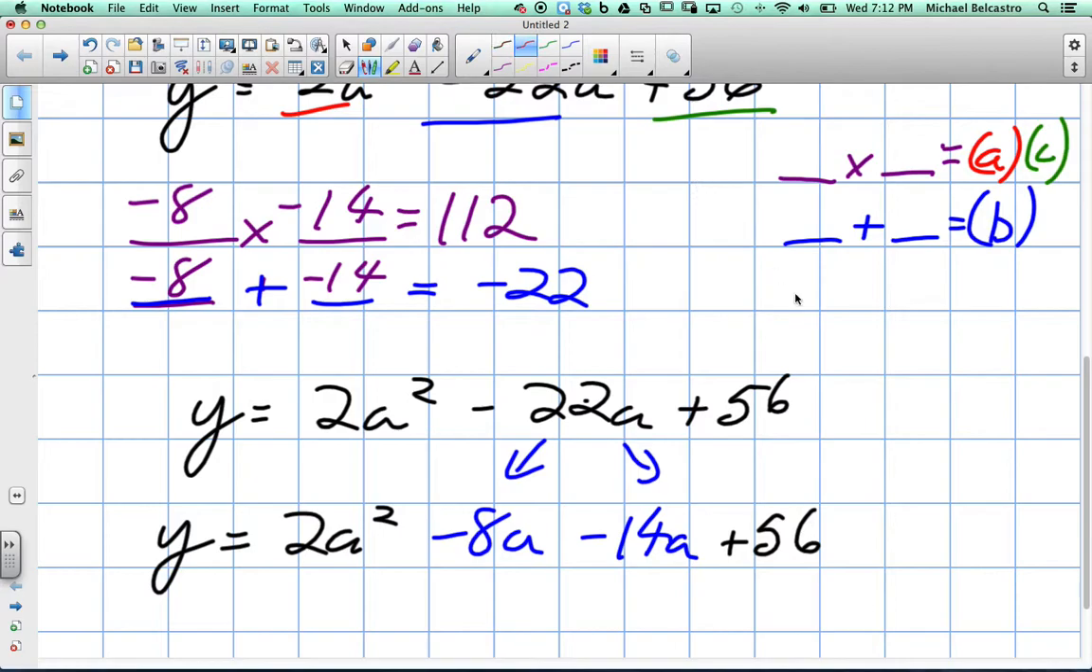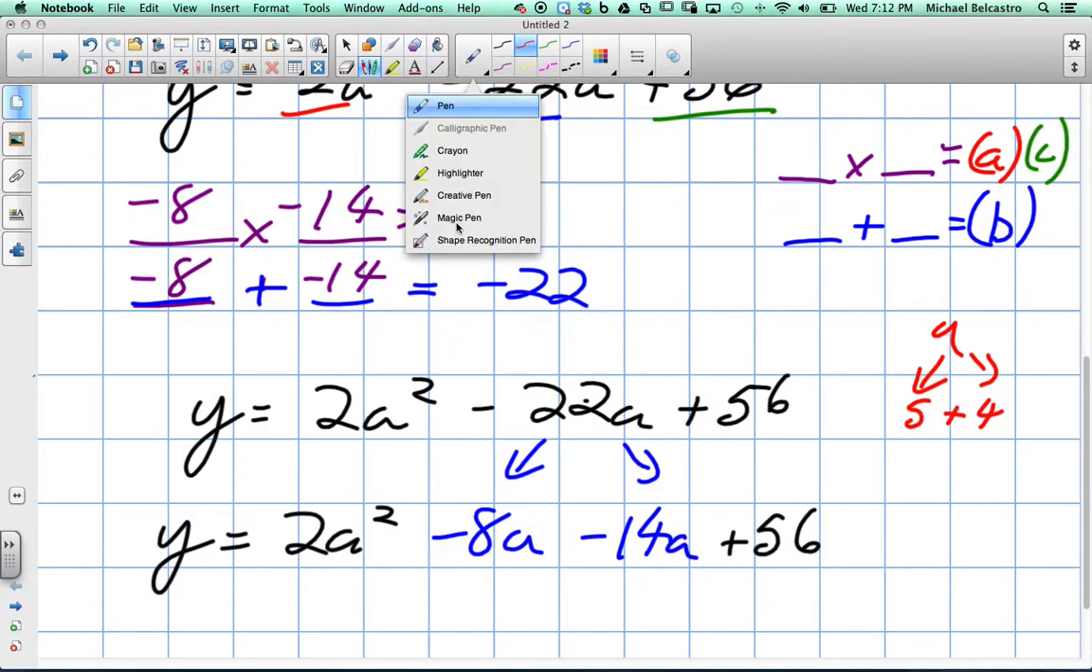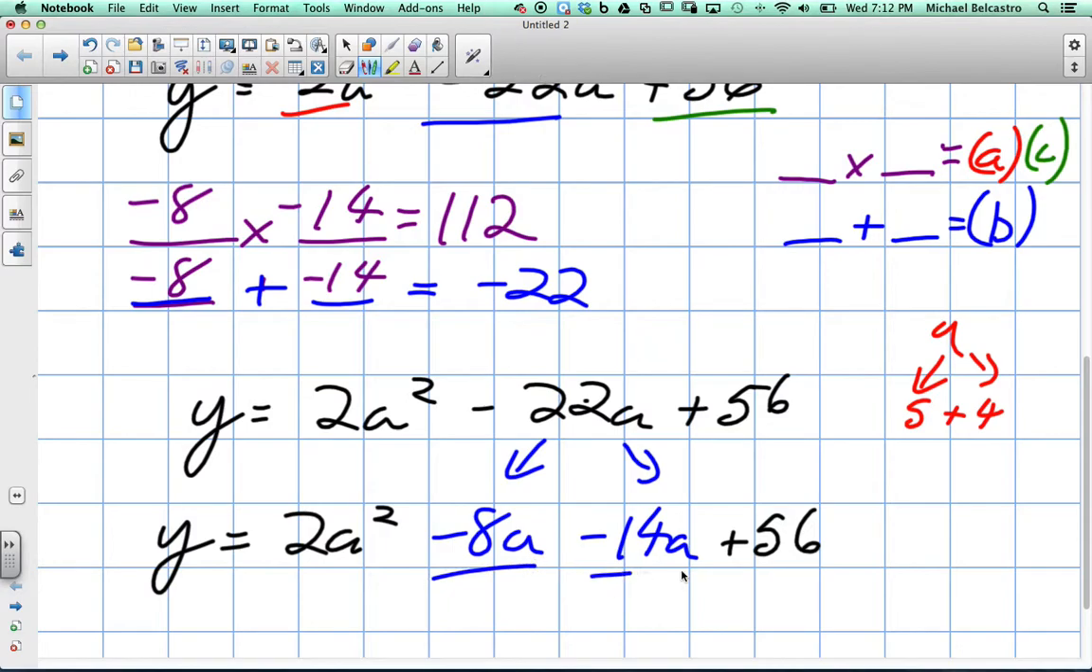It's the same concept of, let's say I had the number 9. Well, I can actually write 9 if I want as 5 plus 4. They're the same thing. I've decomposed it. Okay, I split it up. And that's what we did here. Negative 22a can actually be negative 8a minus 14a.